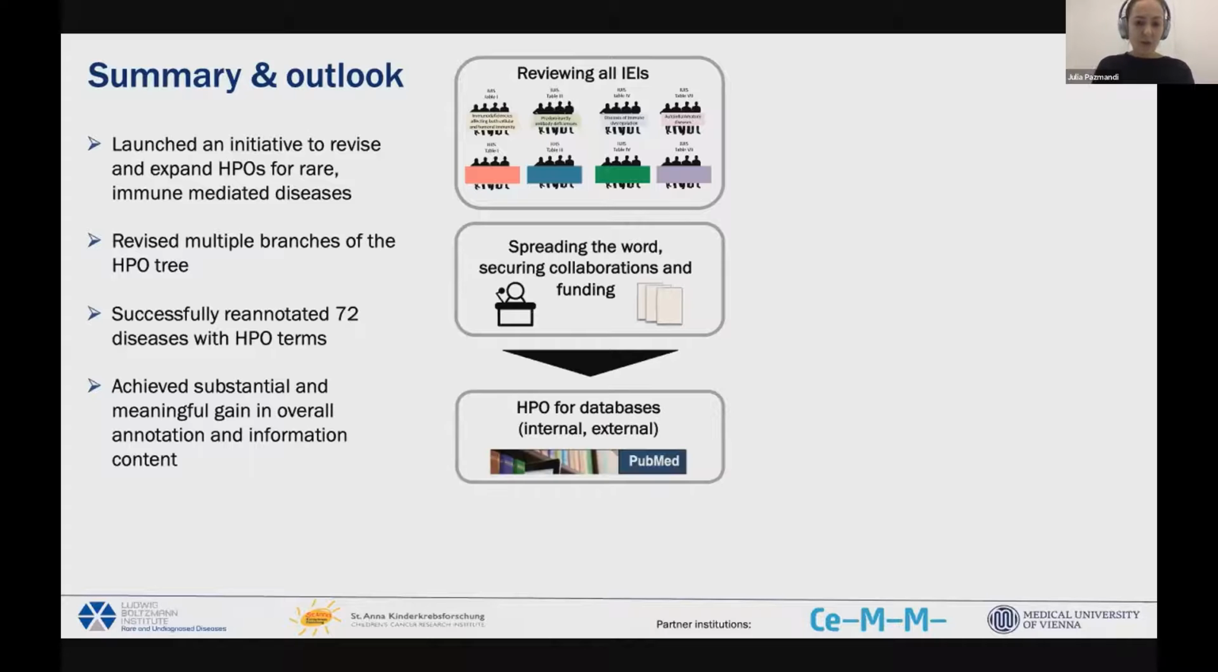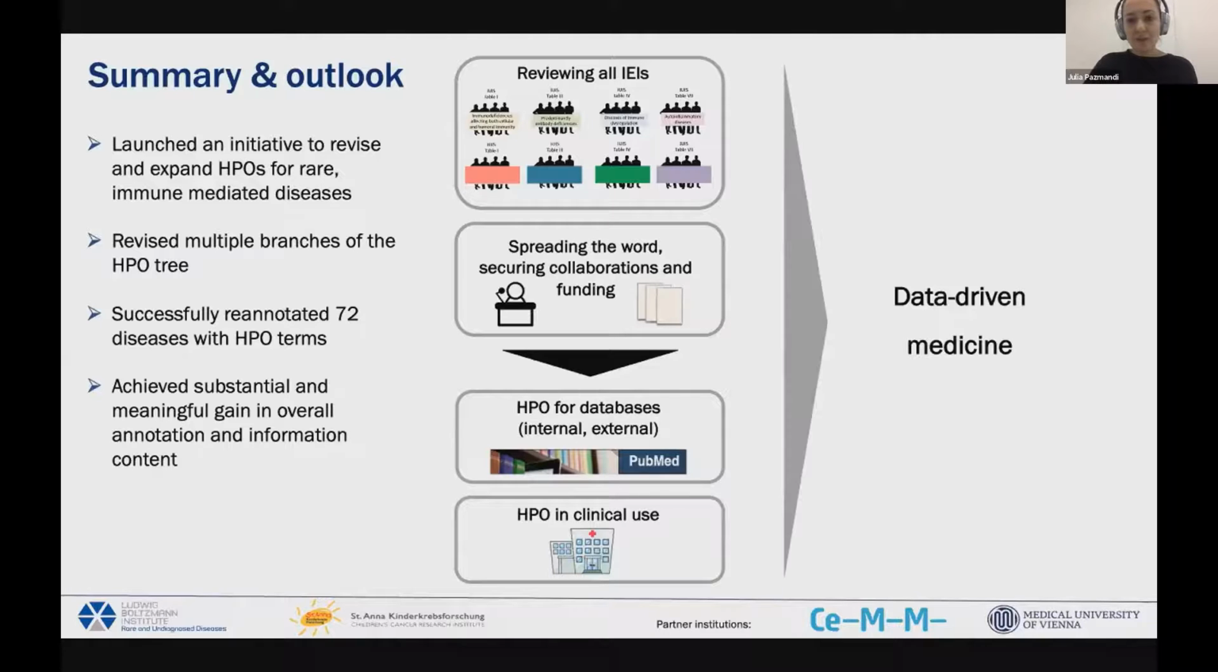Our dream is, of course, that HBRs are widely used in both internal and external databases as well as publications, and that HBRs are adapted in clinical care. And with this, we want to take a big step forward towards data-driven medicine for inborn errors of immunity.